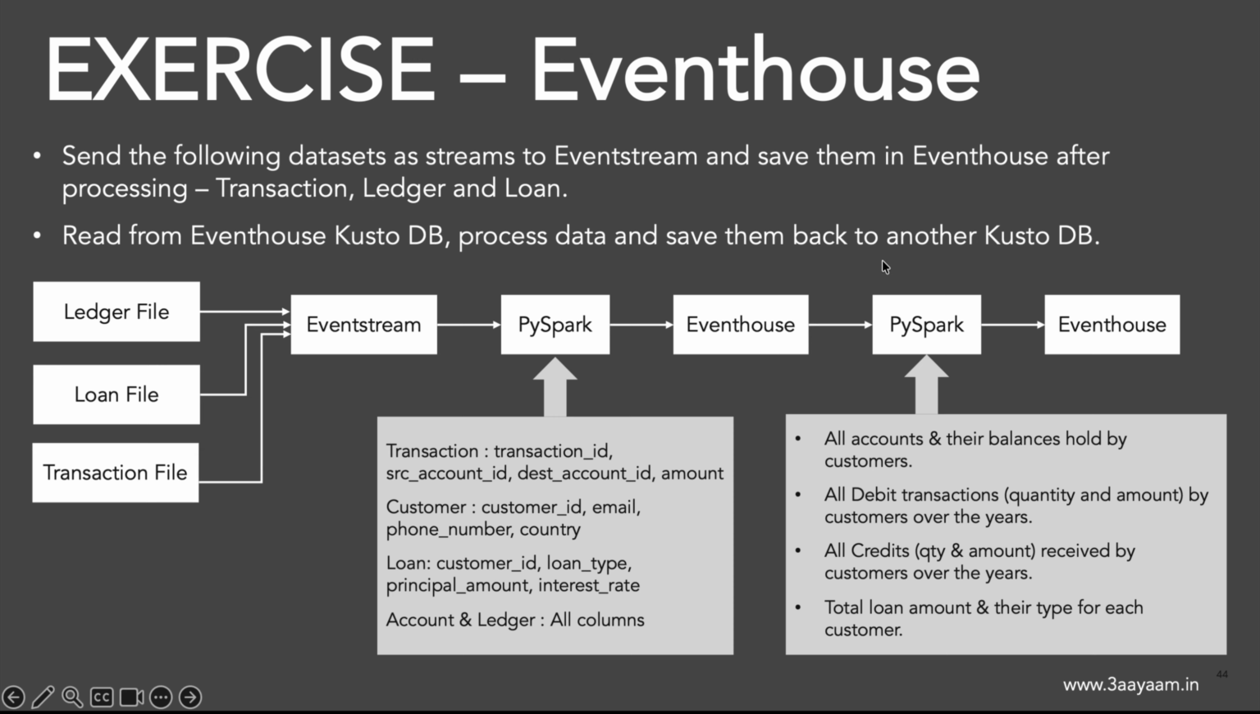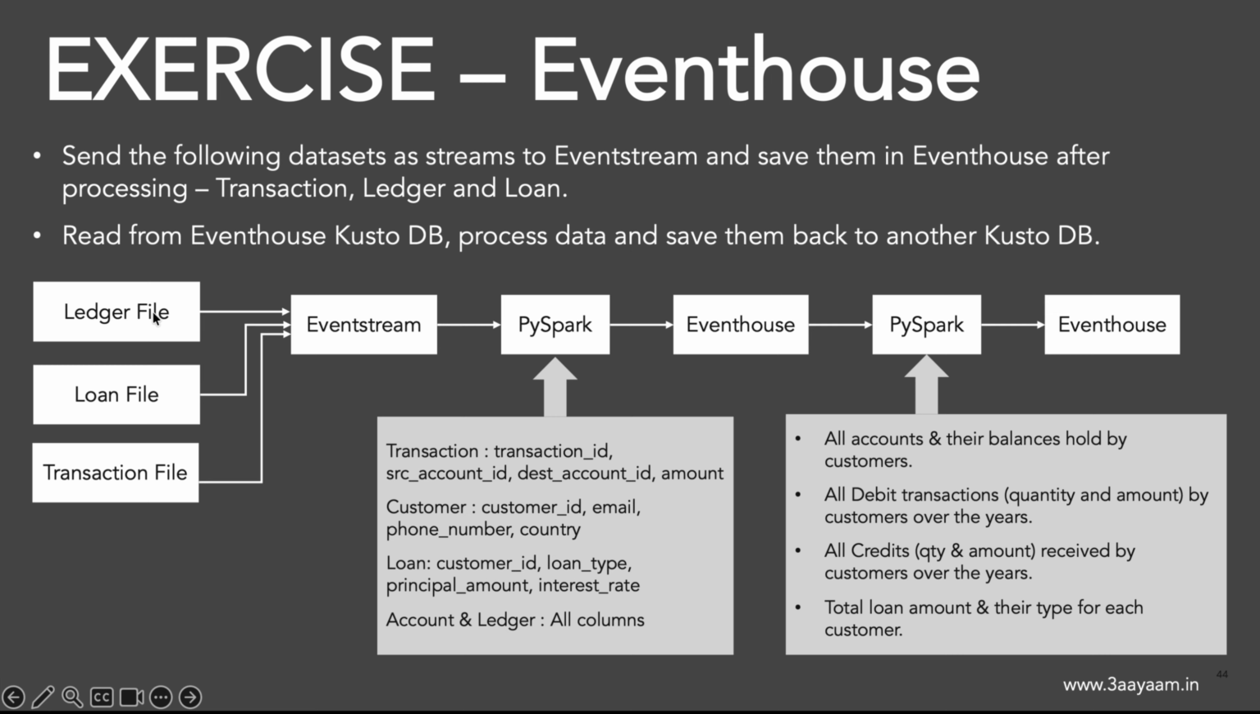First, all the datasets that are there have to be sent to event stream, and then you'll have to save them in Eventhouse after processing. Then you'll have to read from the Eventhouse custom database, whatever database you create, process the data and save it back to another custom DB. Now, when I say custom DB, it would be another KQL table.